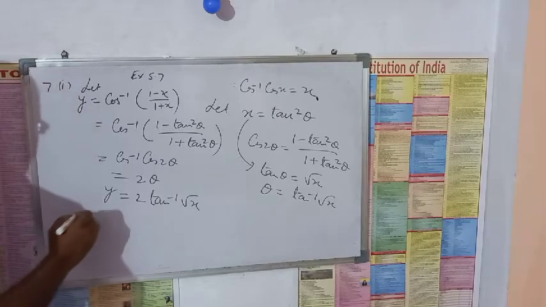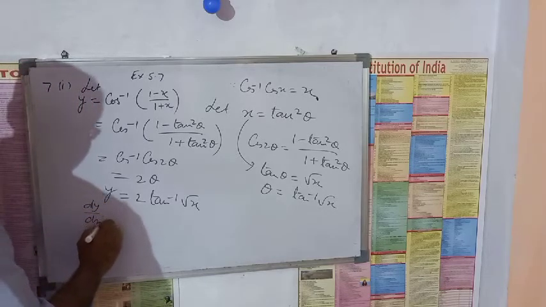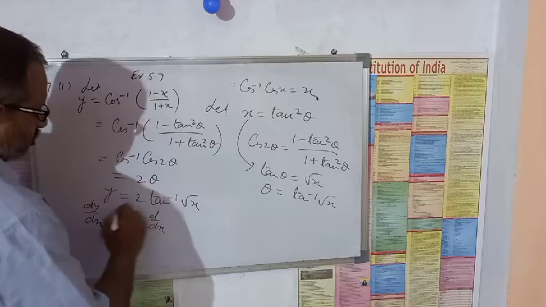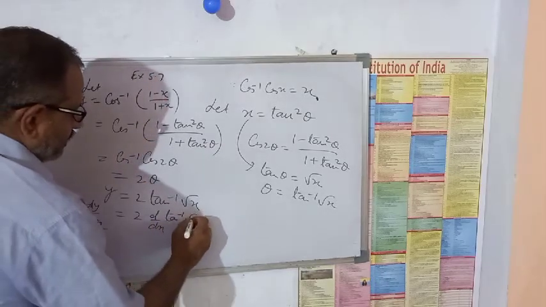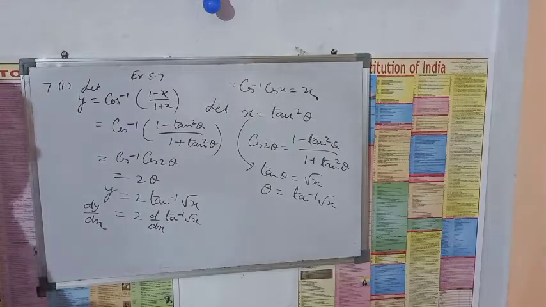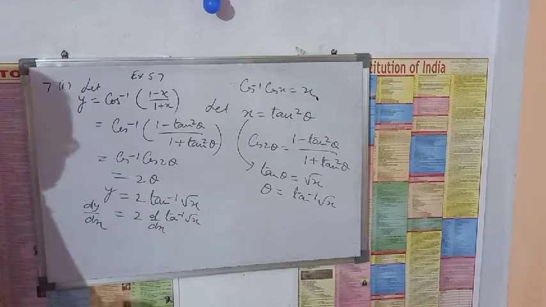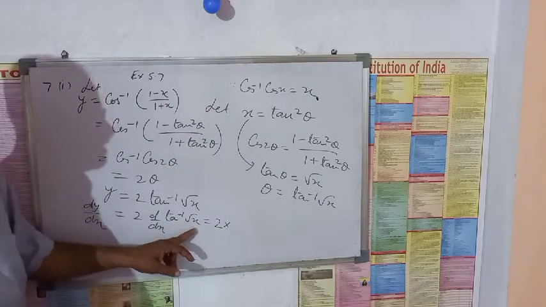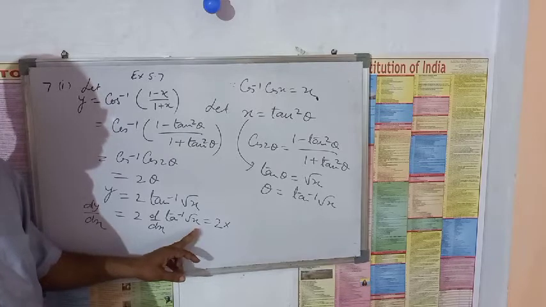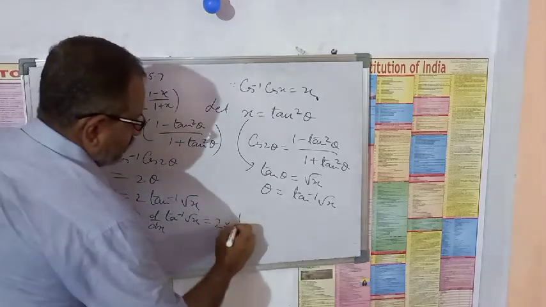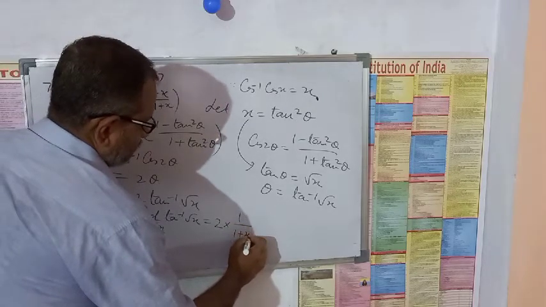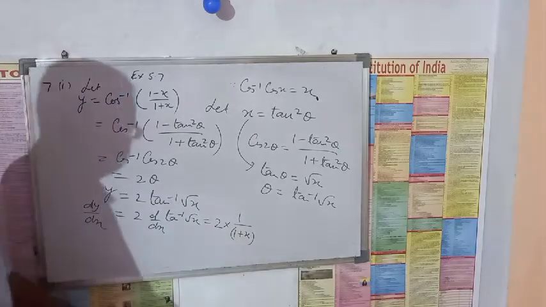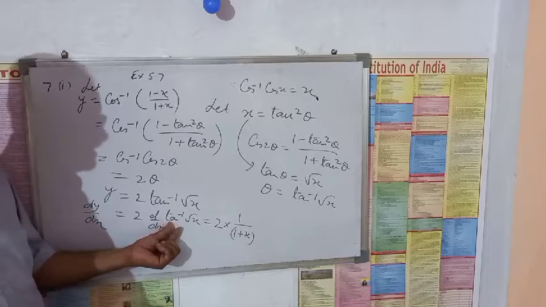So differentiating with respect to x, dy by dx is equal to 2, which is constant, times dy by dx of tan inverse root x. What is the differentiation of tan inverse x? It is 1 upon 1 plus x square. So 1 upon 1 plus x square, where x square means root x square, and root x square will be x. So we have differentiated tan inverse.